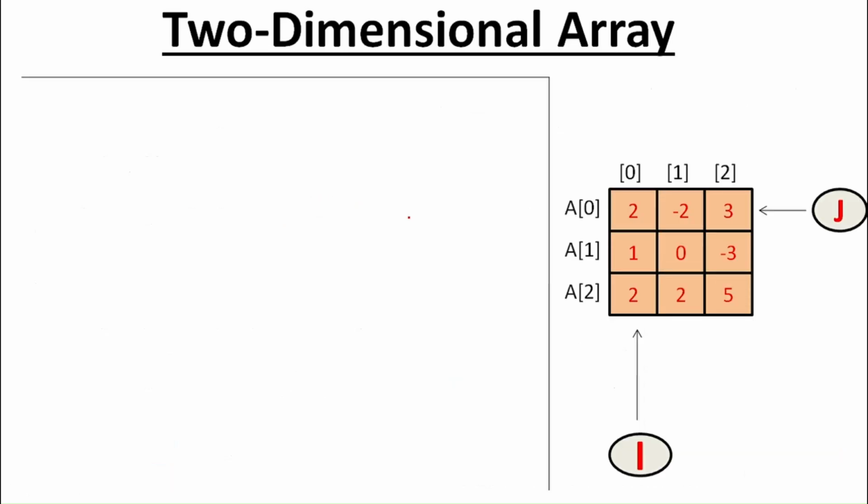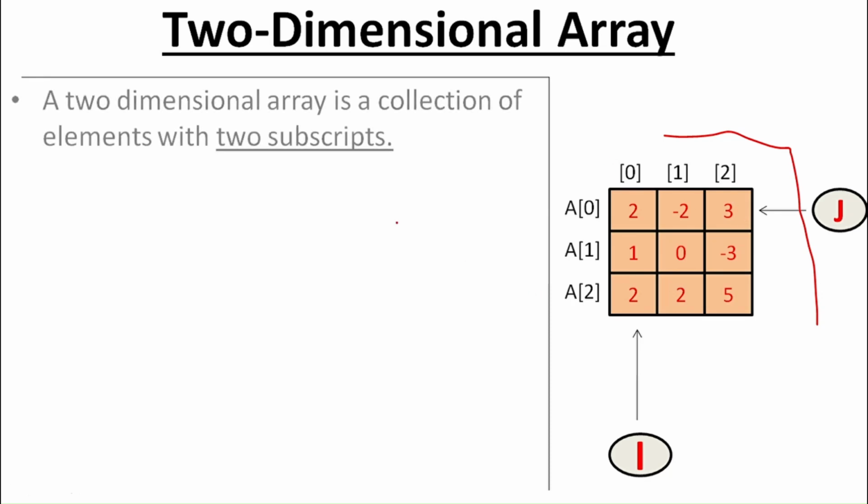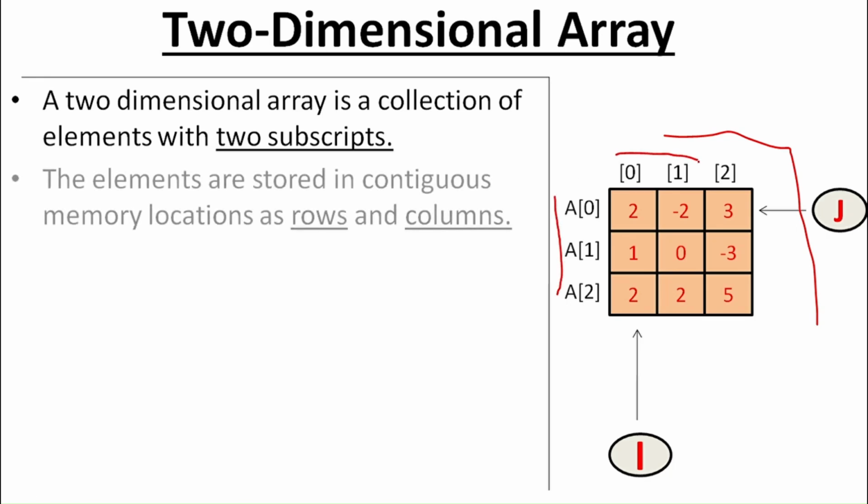Two-dimensional array. A two-dimensional array is represented by both rows and columns, and this is a rough picture of it for your better understanding. A two-dimensional array is a collection of elements with two subscripts. Of course, we have two subscripts, one for rows and one for columns. The elements are stored in contiguous memory locations as rows and columns. As I have said, in a two-dimensional array, the elements are stored in both rows and columns.